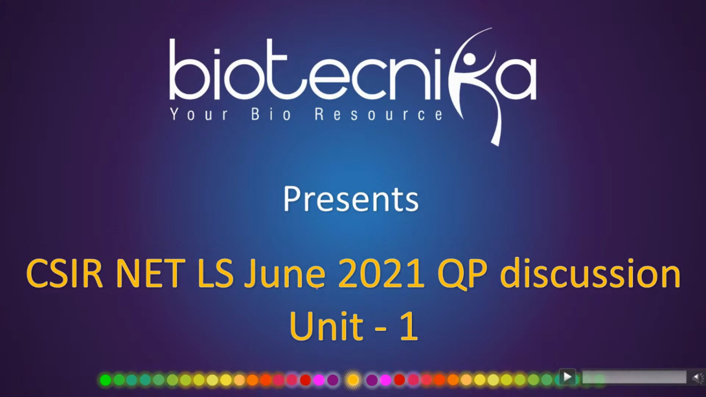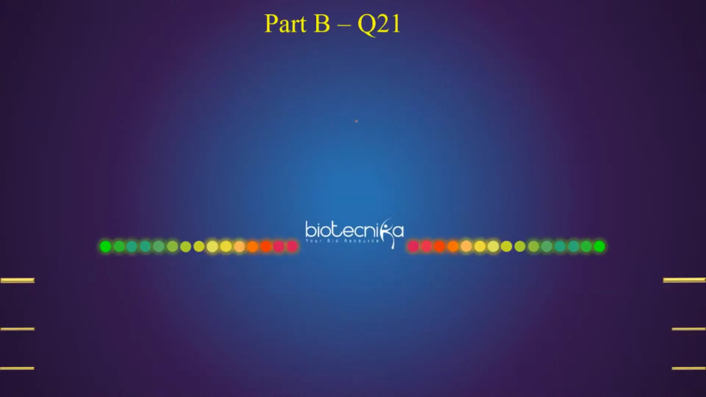CSIR NET LS June 2021 question paper discussion, both shifts, shift 1 and shift 2, morning and evening. Today we will talk about unit 1. Welcome all of you to this question answer session. We'll learn a lot. We'll understand what mistakes we have made and where we could have made a better choice with our questions. Let's begin.